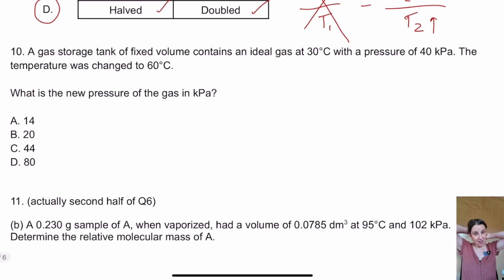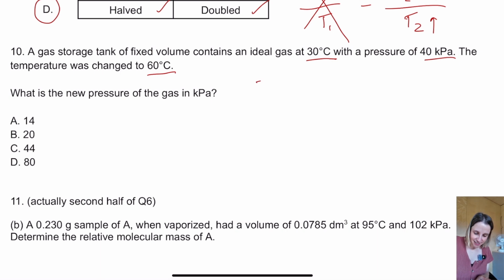You also get questions like this, and this question is much trickier than it looks. It says a gas storage tank of fixed volume contains an ideal gas at 30 degrees C, pressure of 40 kilopascals. The temperature was changed to 60. People will think, oh, I doubled the temperature. Did you? I don't think you did, because to double the temperature, we have to double it in Kelvin, in the units in the equation, and doubling it in degrees C is not the same as doubling it in Kelvin.